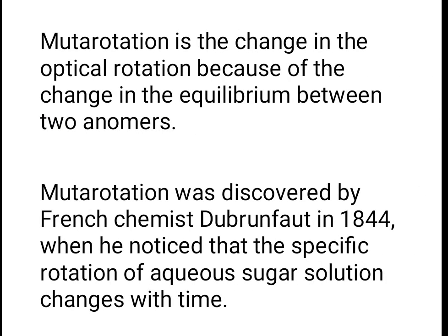Now this is a very important concept, mutarotation. Mutarotation is the change in the optical rotation because of the change in the equilibrium between two anomers. Mutarotation was first discovered by French chemist Dubrunfaut in 1844, when he noticed that the specific rotation of an aqueous sugar solution changes with time.